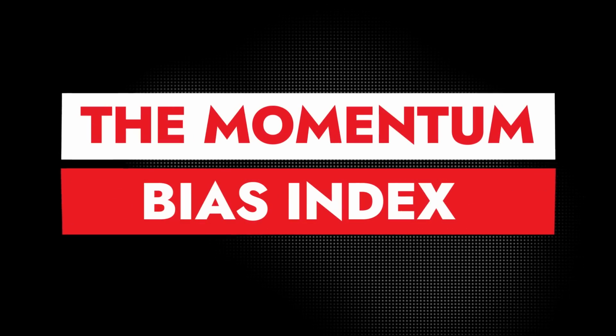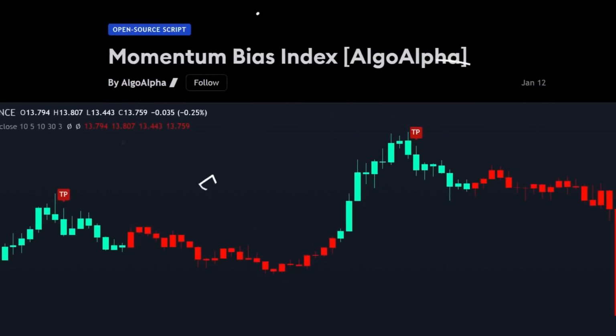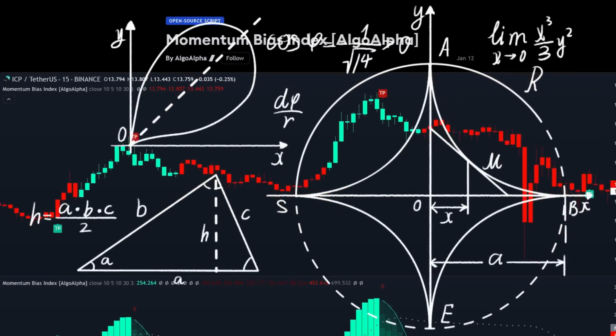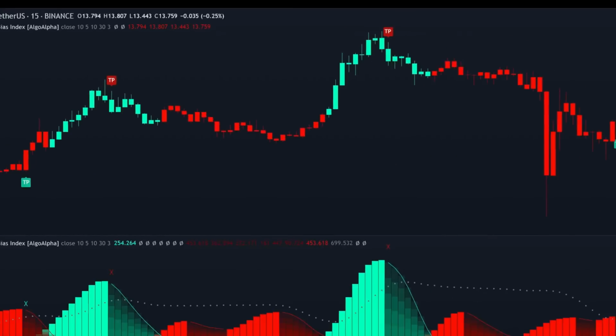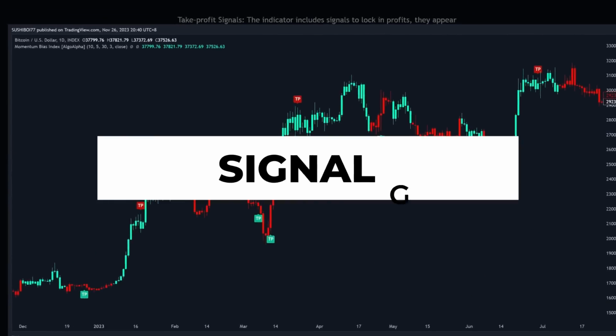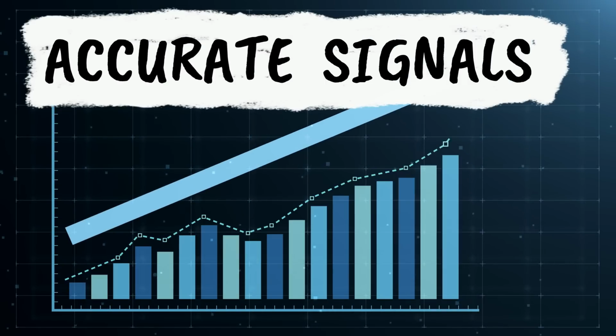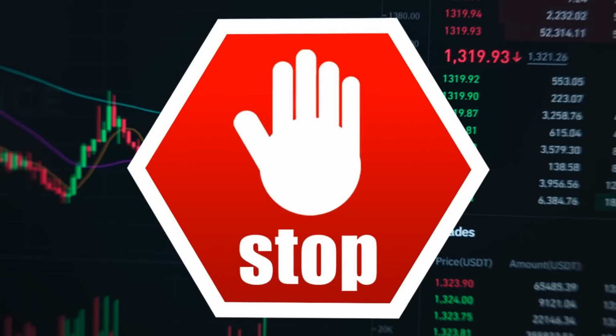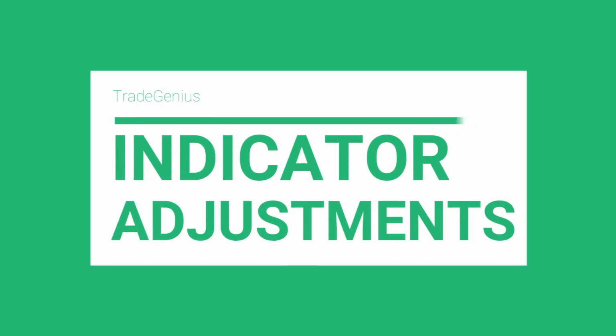The Momentum Bias Index is a fantastic tool that calculates the positive and negative bias of momentum to determine the overall trend. This will be our secret weapon, our signal generator indicator that will provide accurate signals for making profitable trades. But before we jump in, let's optimize it for maximum potential.